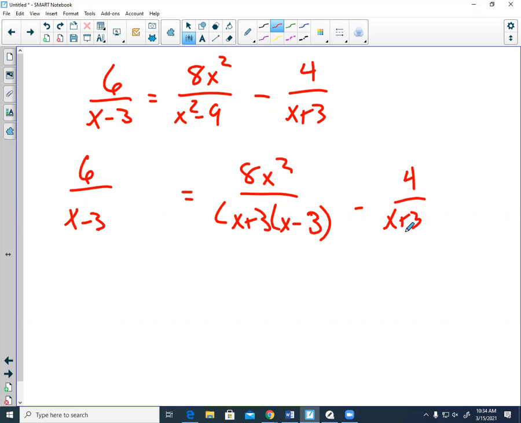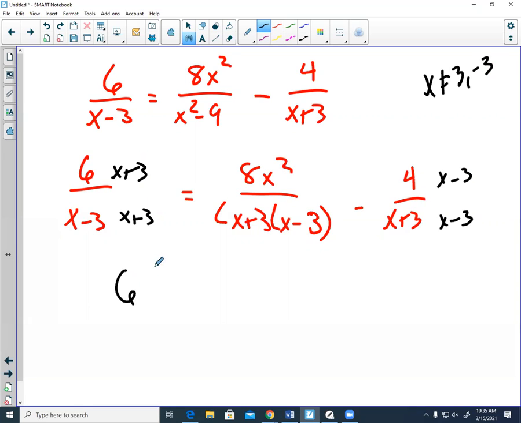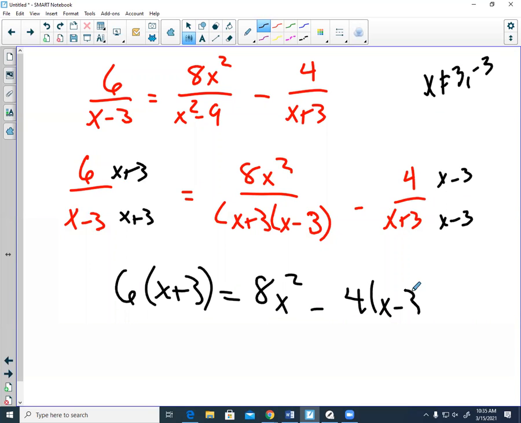Now I should be able to see that the only thing that we really have to deal with are the left side fraction and the right side fraction. So I'm going to multiply the left side fraction by x plus 3. And the right side fraction I'm going to multiply by x minus 3. I don't really care about the denominators at this point anymore. I care about the fact that x can equal 3 or negative 3. That's about it. So now as I run through this math problem, it's just 6 times x plus 3 equals 8x squared minus 4 times x minus 3.